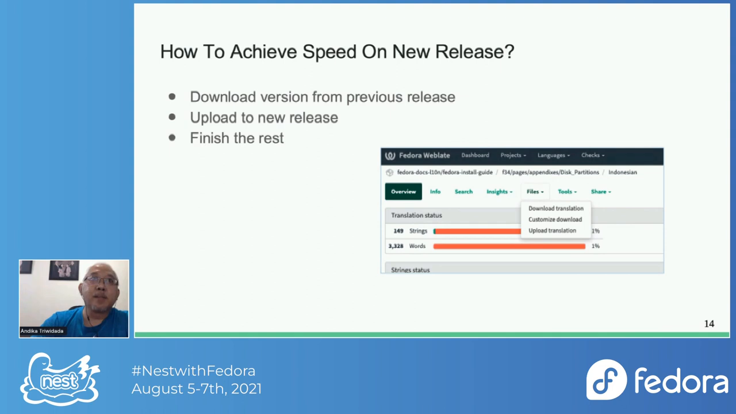We go back to the main page of the translation. We download the translation. For instance, if we want to translate Fedora 34 while it's not translated yet, but Fedora 33 is already fully translated, then we go to Fedora 33, to the files, download translation, and then we come back to Fedora 34 and upload translation. Then voila, every string that is identical between those versions will be automatically translated. Please try this. This way, you can finish translating the various versions of Fedora documentation quickly.